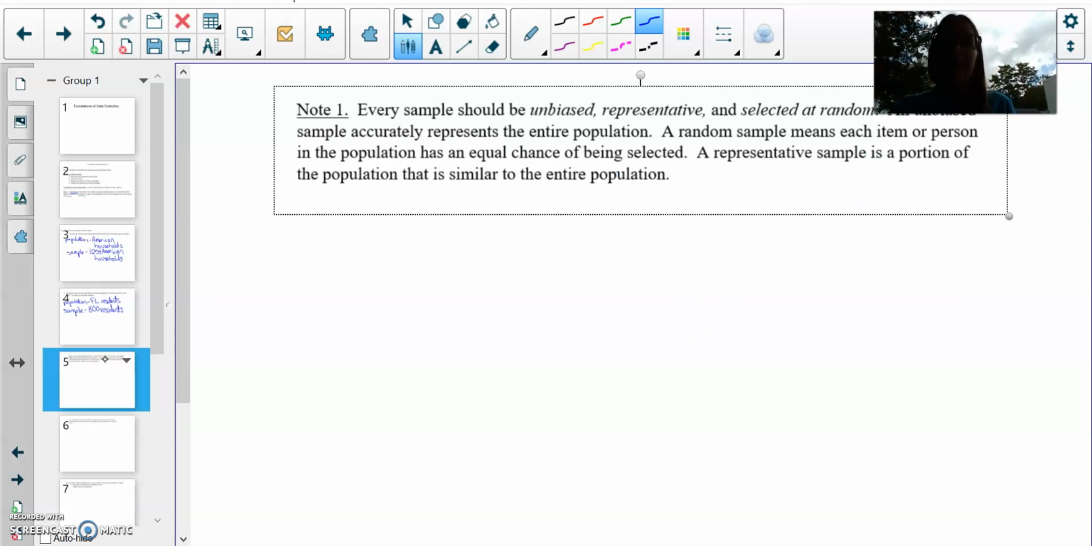What's important about every sample is that every sample should be unbiased, representative, and selected at random. An unbiased sample accurately represents the entire population. A random sample means that each item or person in the population has an equal chance of being selected. A representative sample is a portion of the population that is similar to the entire population.